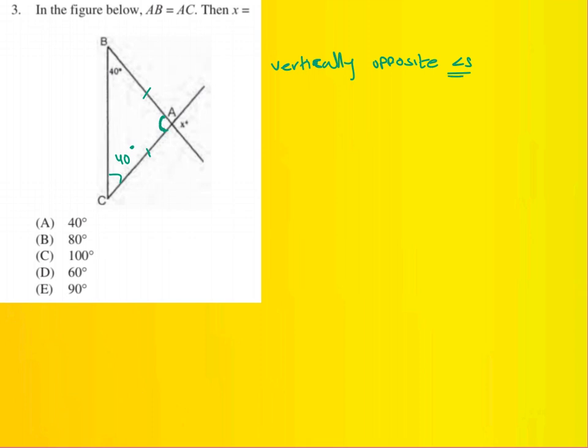Now to find this angle A, I can use the property of total angle in a triangle, which we know is 180. So let's say x plus 40 plus 40. This is the total angle, which we know is 180. Hence x is 180 minus 80 and that is 100. Hence the answer is C.